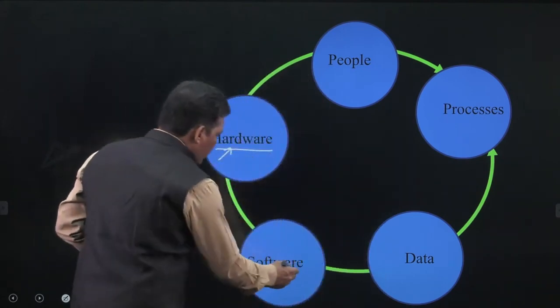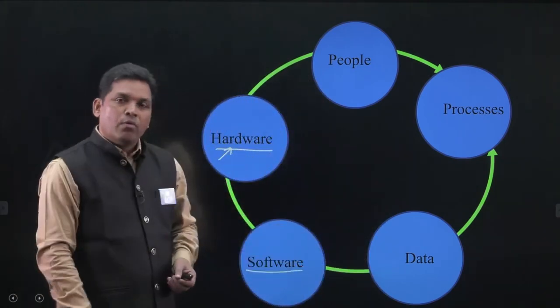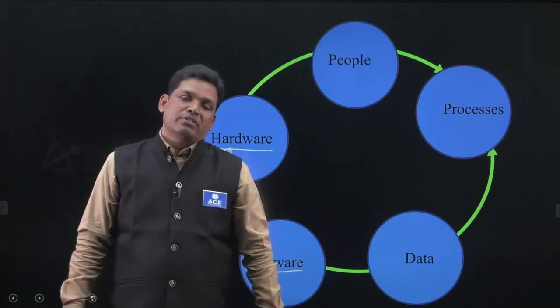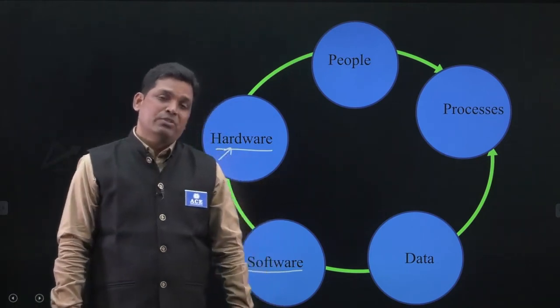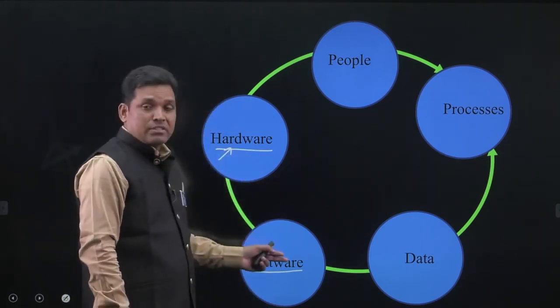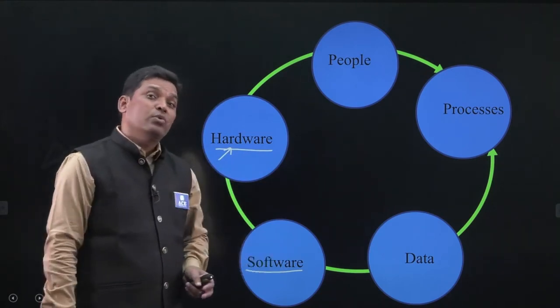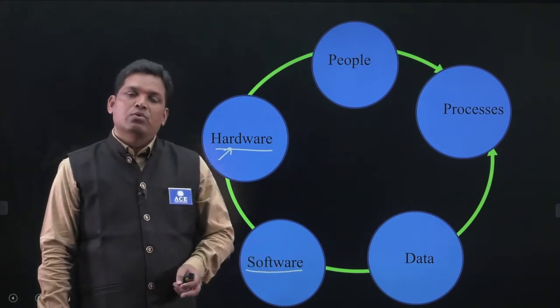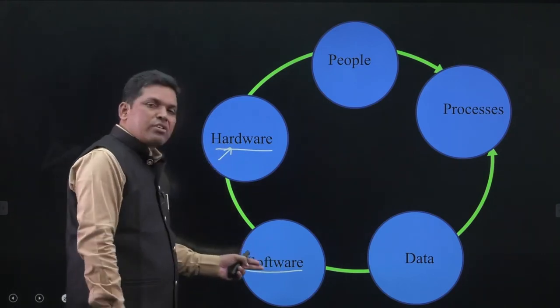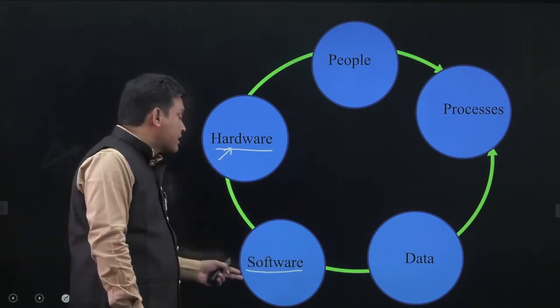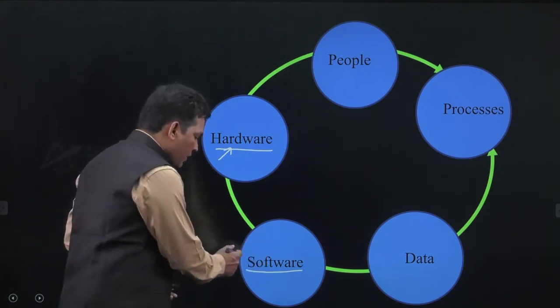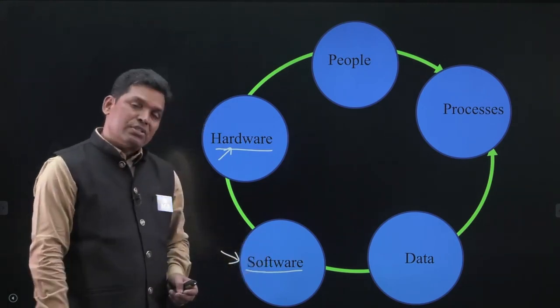And coming to software. What does software represent? Software represents a set of sequences, a set of objects which can form a configuration. Software is classified into two categories. What are those two categories? Application software and system software.